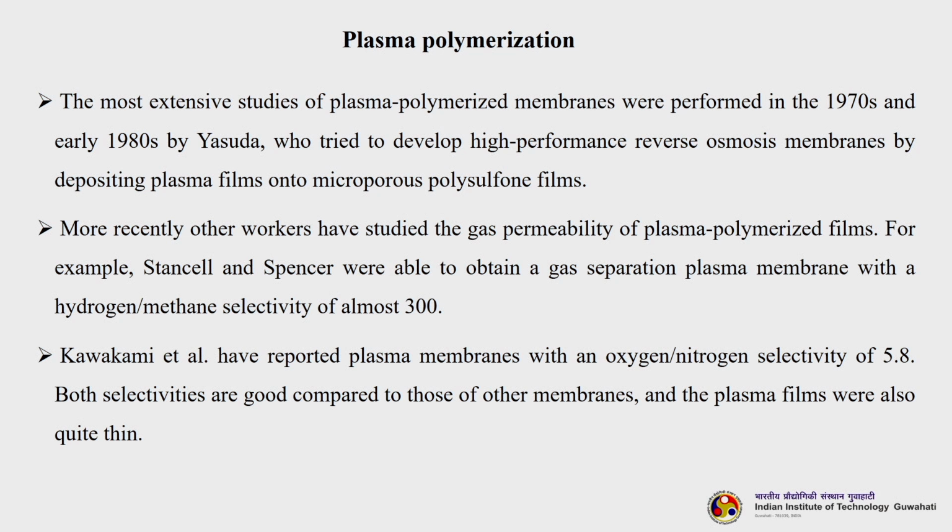For example, Stanson and Spencer were able to obtain a gas permeation plasma membrane with a hydrogen methane selectivity of almost 300. You can imagine the very high selectivity to separate hydrogen and methane. Then Kawakami et al. have recently reported plasma membranes with an oxygen nitrogen selectivity of 5.8. This selectivity is comparatively lower, but still with respect to oxygen and nitrogen it is very high. Please try to understand that oxygen and nitrogen are both getting separated from the air. So, both selectivities are good compared to those of other membranes, and the plasma films were also very thin.